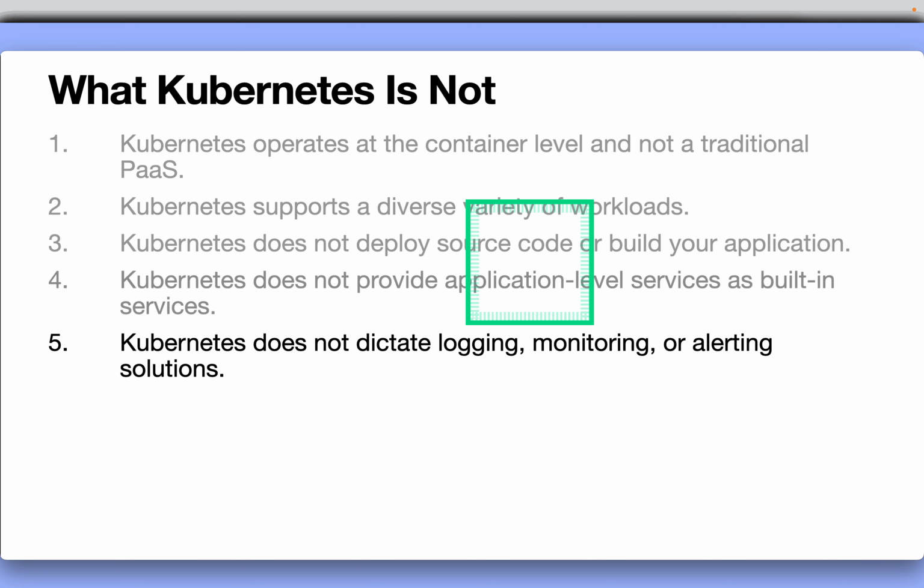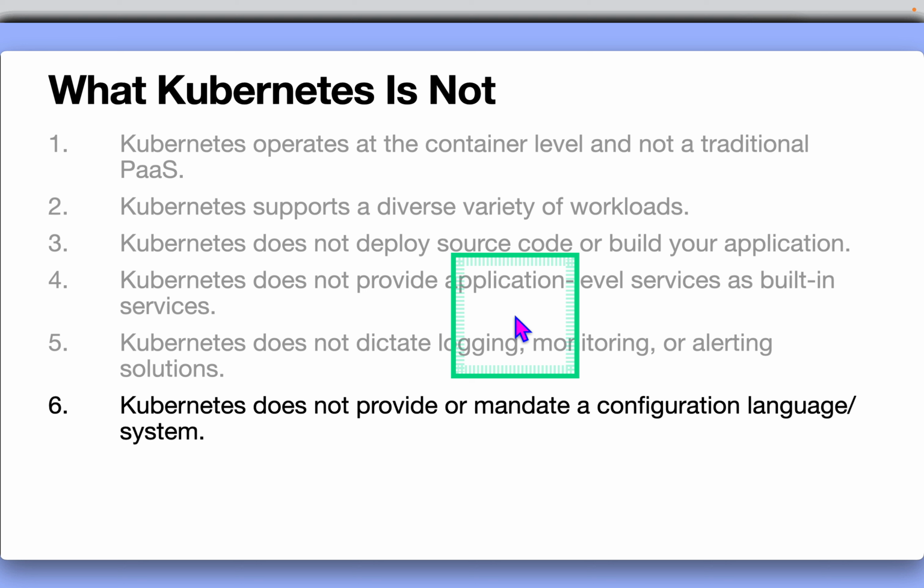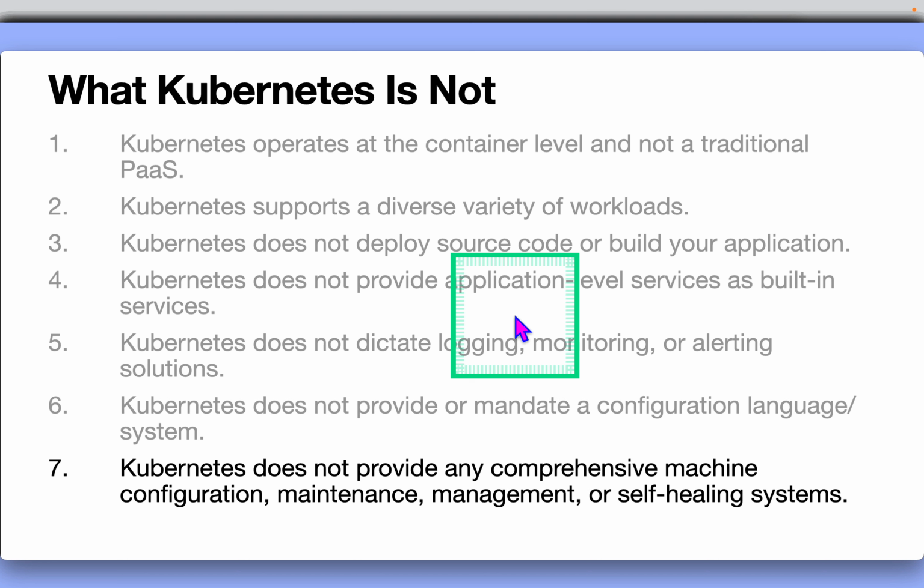Kubernetes does not prescribe logging, monitoring, or alerting solutions. It offers some integrations as proof of concept and mechanisms to collect and export metrics. Kubernetes does not provide or mandate a specific configuration language or system. It offers a declarative API that can be targeted by different forms of declarative specifications. Kubernetes does not provide or adopt any comprehensive machine configuration, maintenance, management, or self-healing system.